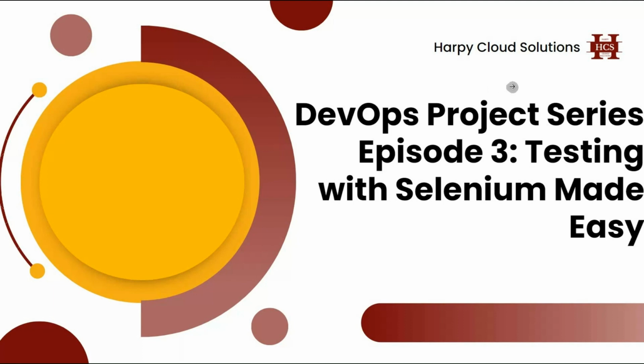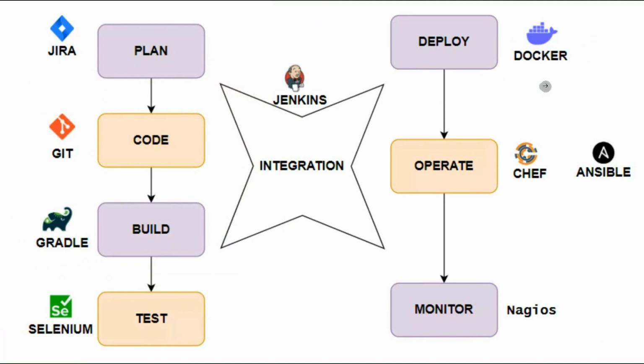So just to refresh our memory, we've been looking at the whole DevOps toolchain, the tools that are basically used to achieve a DevOps project. In the past videos, we've looked at Jira, we've looked at Git, we've looked at Gradle. So today we are looking at Selenium.